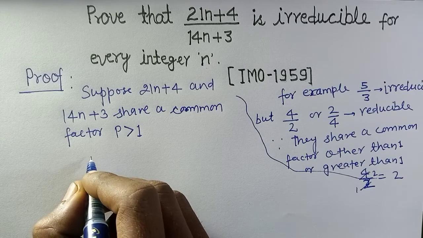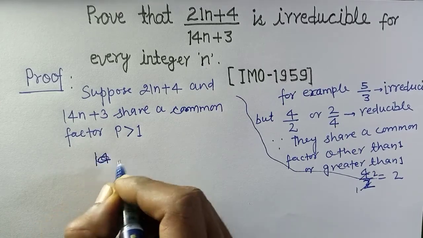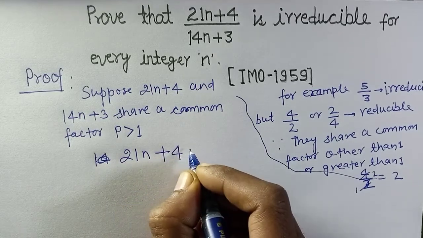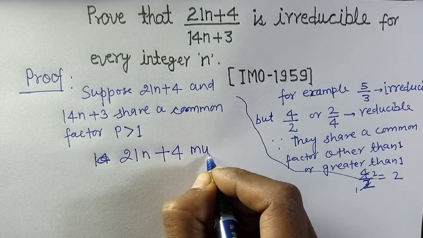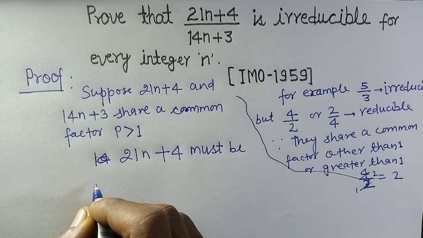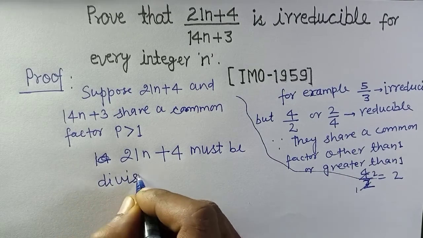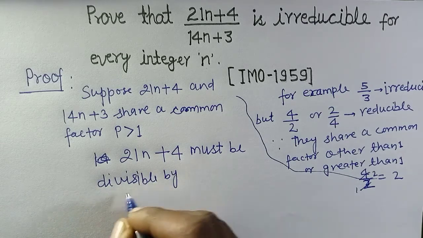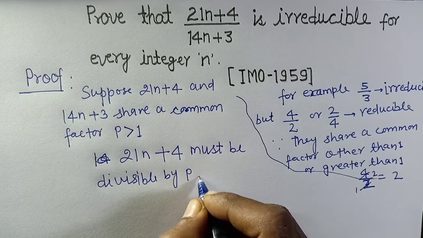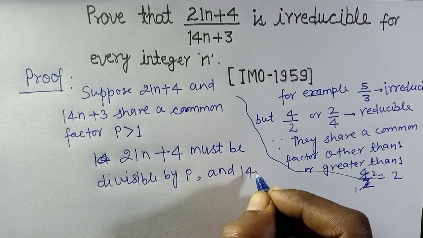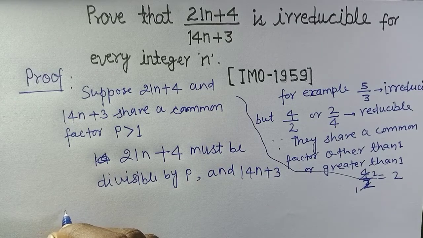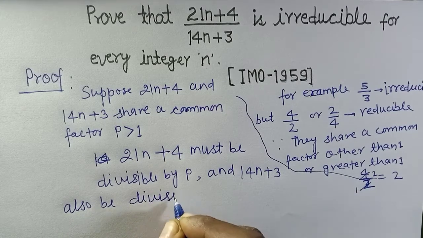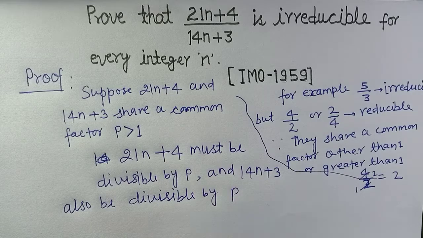we can write that 21n + 4 must be divisible by p, and 14n + 3 must also be divisible by p.